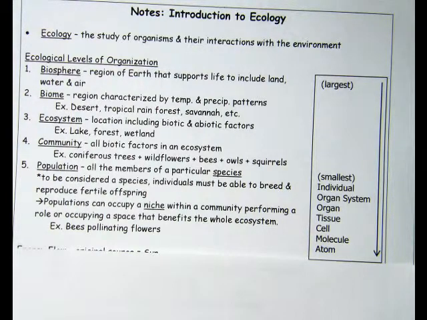Then we've got community. This is all the biotics, all the living factors in an ecosystem. So examples would be all the trees, plus the wildflowers, plus the bees, plus the owls, plus the squirrels. This would be a forest ecosystem.